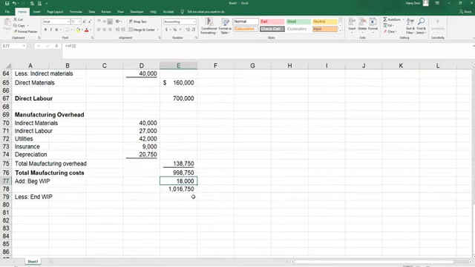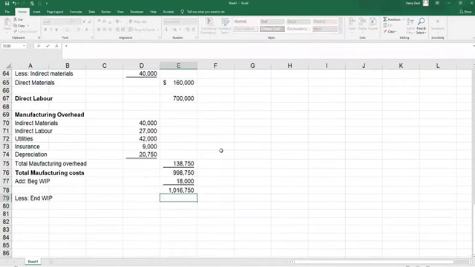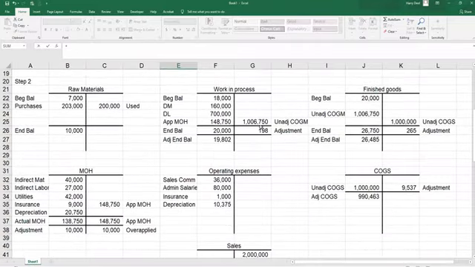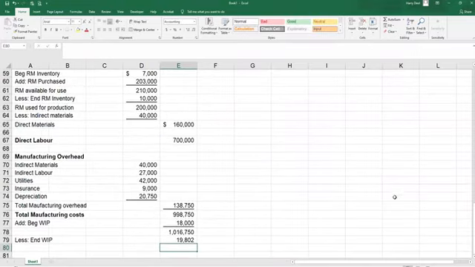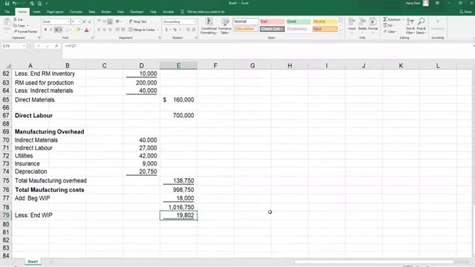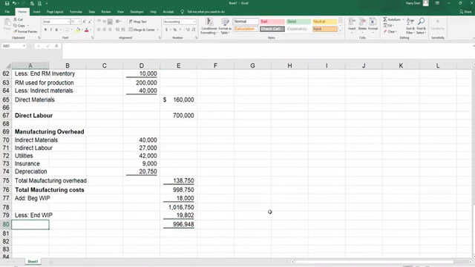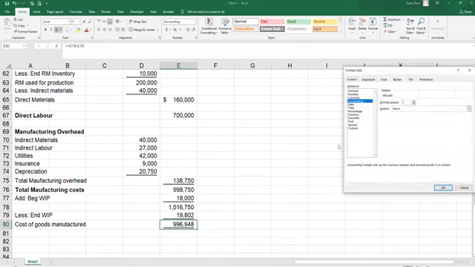The ending work in process is, after the adjustment, 19,802. So it's important, keep in mind, use the adjusted balance for the ending work in process. Subtract the ending work in process, you get cost of goods manufactured. The adjusted amount, 996,948.